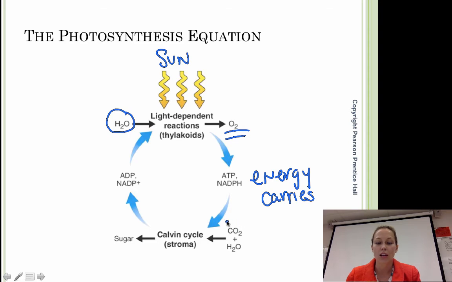So the Calvin cycle uses carbon dioxide right here. And the Calvin cycle is what's responsible for producing our sugars. Once those energy carriers have dropped off their energy to fuel the Calvin cycle, the ADP and the NADP plus can go back to the light-dependent reactions and get recharged in order to complete this cycle.